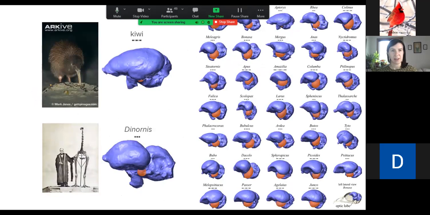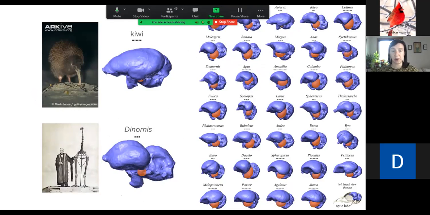So on this next slide, we can look at the brain endocast of the kiwi and of Dinornis, the moa. And so the moa are a group of, I think we're up to 9 species of extinct flightless birds that also lived in New Zealand. And they went extinct shortly, in a couple hundred years after humans arrived to the island. But you can see there's a person for scale next to a moa skeleton.